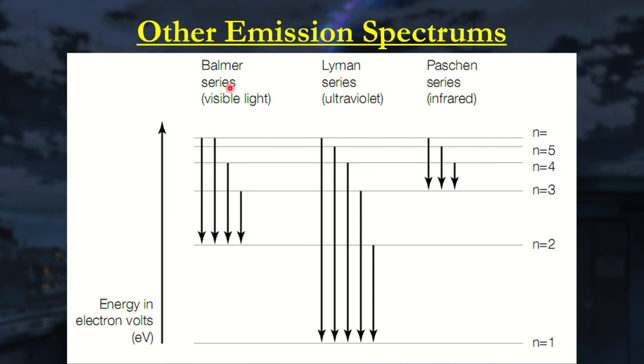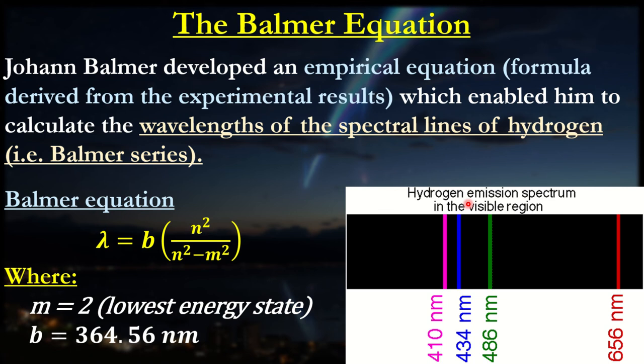Okay, and so you can see other types of emission spectra. You have the Balmer series, which is n whatever to n=2. You have the Lyman series, which is ultraviolet and goes to n=1, and the Paschen series, which is for infrared, goes to level 3. Okay, so that's the idea that we have there.